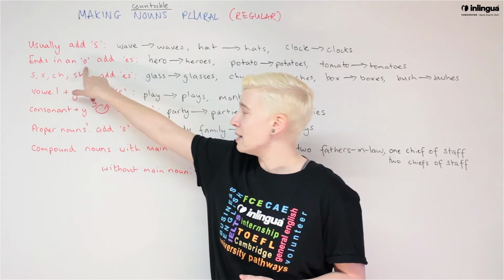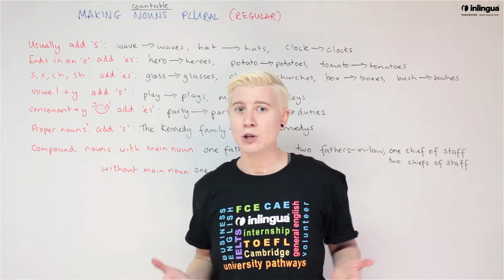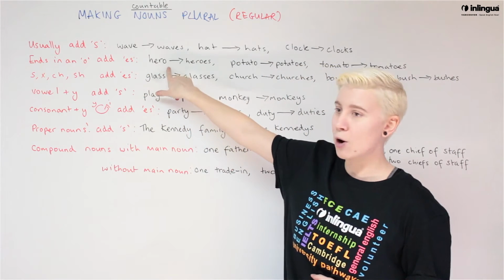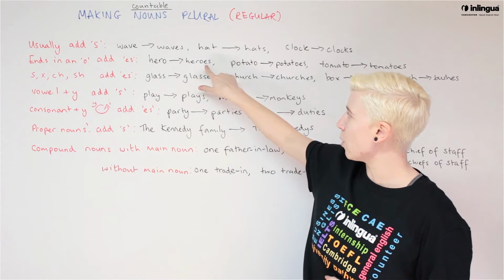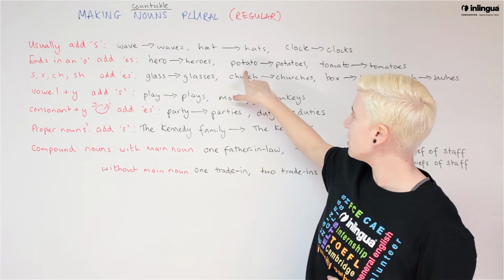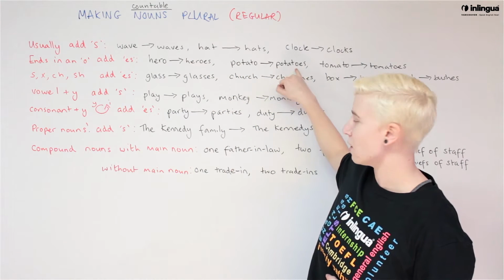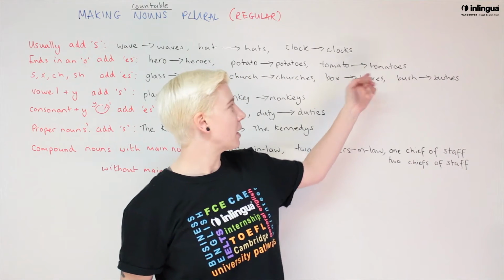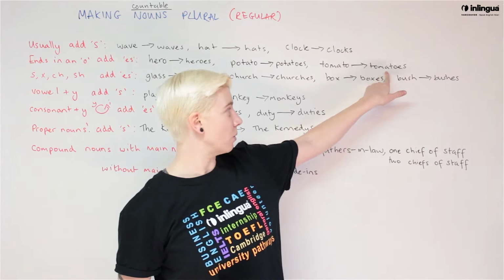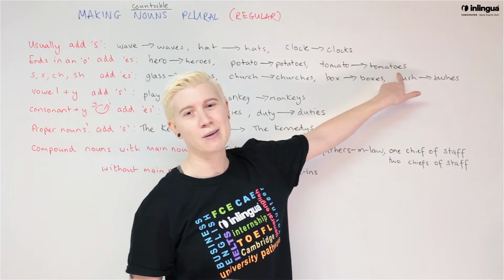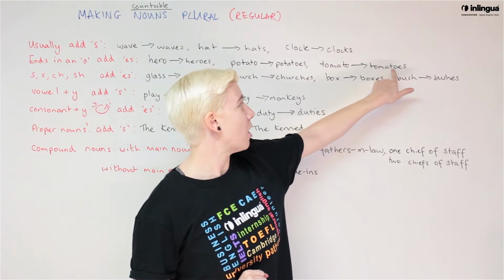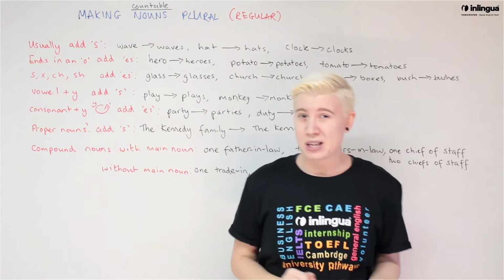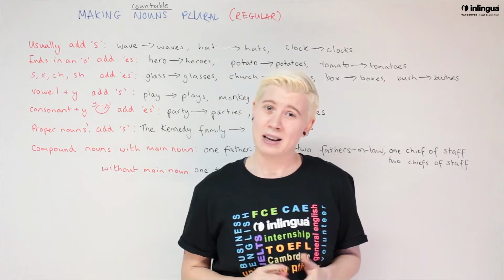If your noun ends in an O, you should probably add an ES. Okay? So hero with an O becomes heroes, ES. Potato, potatoes, OES. Tomato becomes tomatoes. Sorry, my accent is terrible. OES.